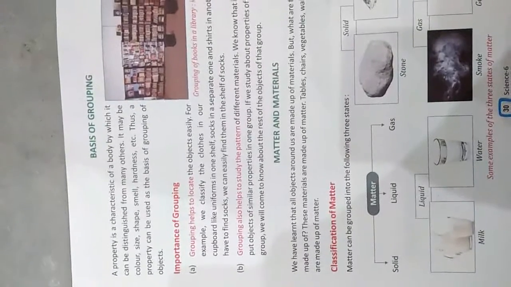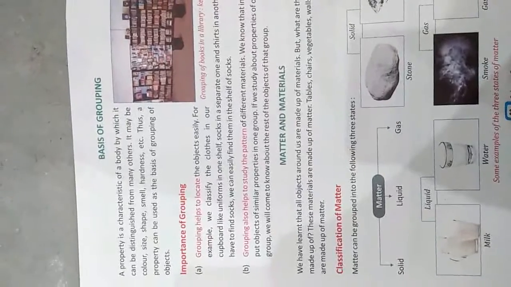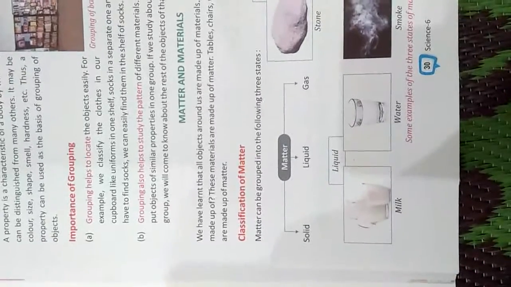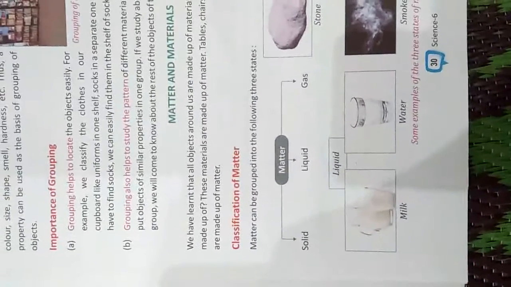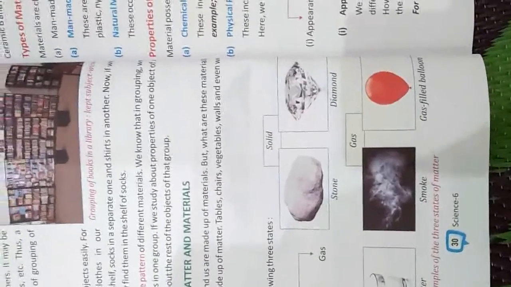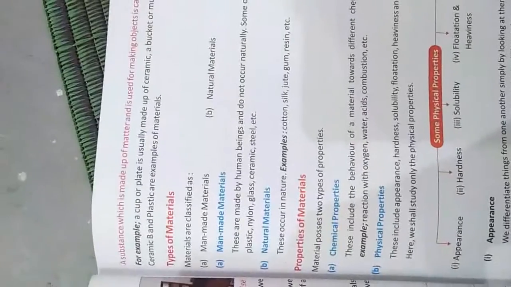So matter and materials. Matter is defined as anything which occupies space and has mass and may be perceived by our senses. So we have the classification of matter. As you know, matter is classified into three states, that is solid state, liquid state and gaseous state. We have two examples of the liquid state, like milk and water, two examples of the solid state, like stone and diamond, and two examples of the gaseous state, like the gas filling the balloon, that is helium, and smoke.